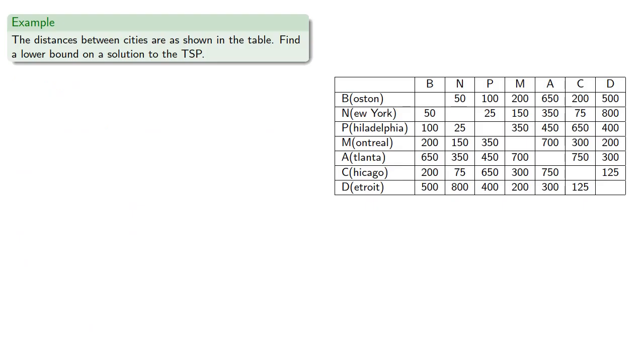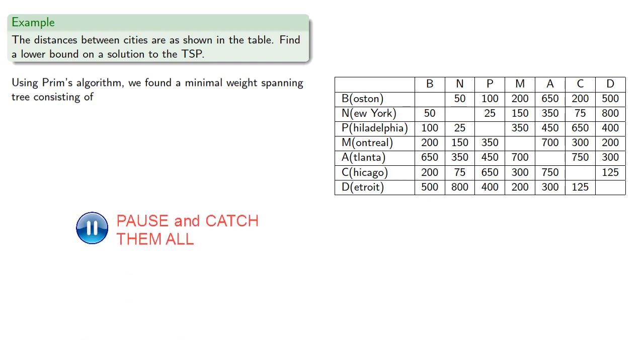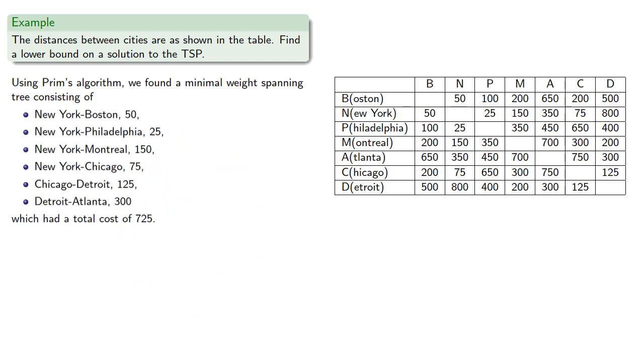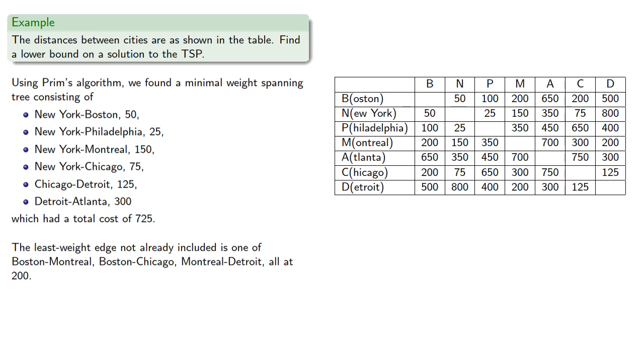So, for example, if we know the distances between cities are as shown in the table, let's find a lower bound on the solution to the traveling salesperson problem. Using Prim's algorithm, we found a minimal weight spanning tree consisting of the edges, which had a total cost of $7.25. The least weight edge not already included is one of Boston-Montreal, Boston-Chicago, Montreal-Detroit, all at 200. And so this spanning tree plus 200 gives us a lower bound to a solution.